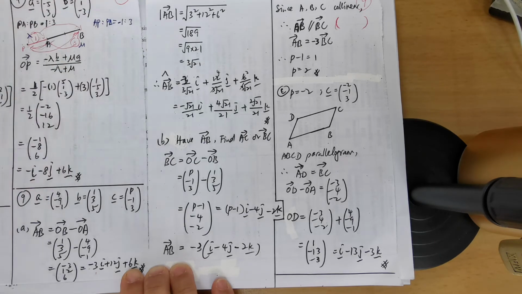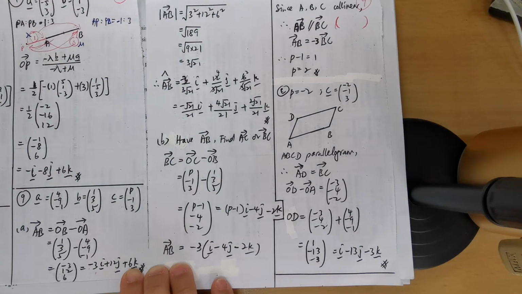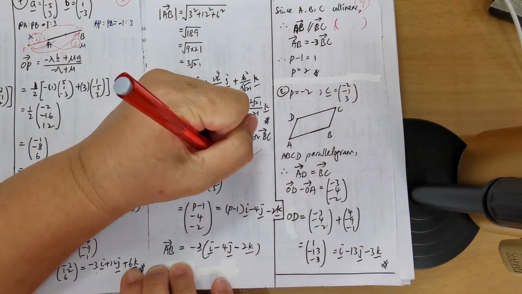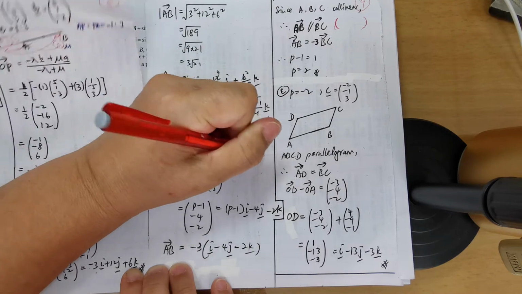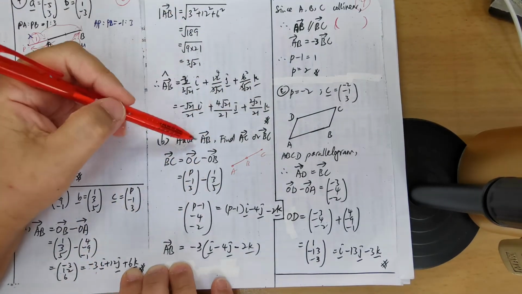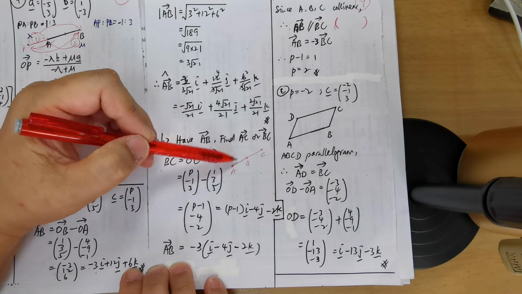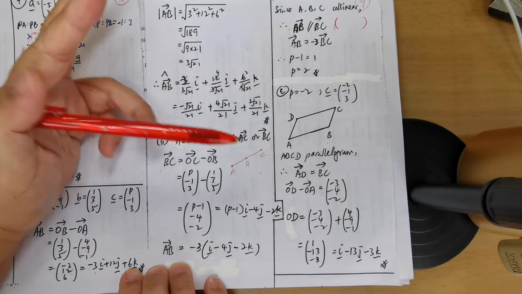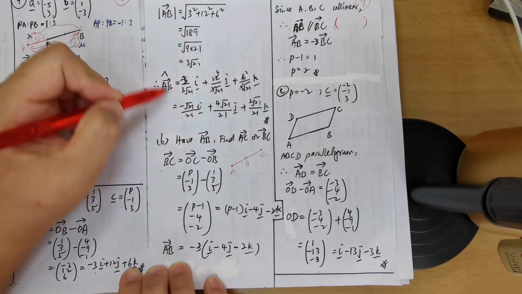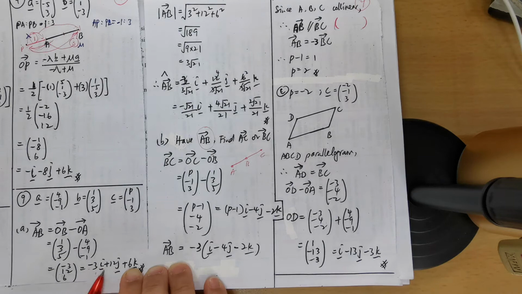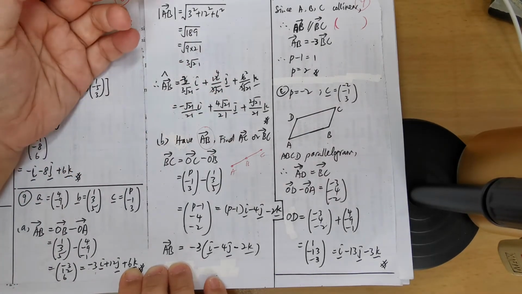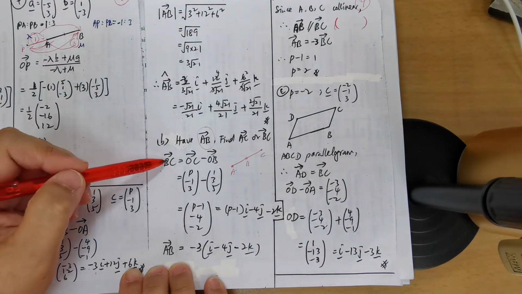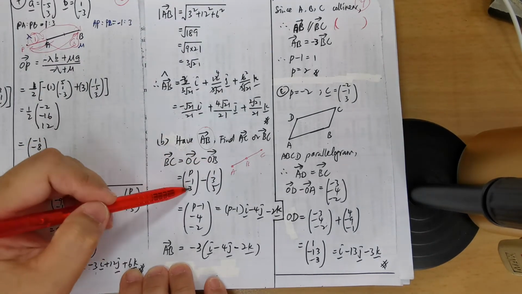Part B: find the value of P if A, B, C are collinear. Remember the collinear concept? If 3 points are collinear, we can form any 3 vectors: AB, BC, or AC. Just compare 2 only. Since we already have AB, you just find AC or BC, up to you. For me, I choose BC. Using the position vector, BC is OC minus OB. Sub in, so I get the answer.